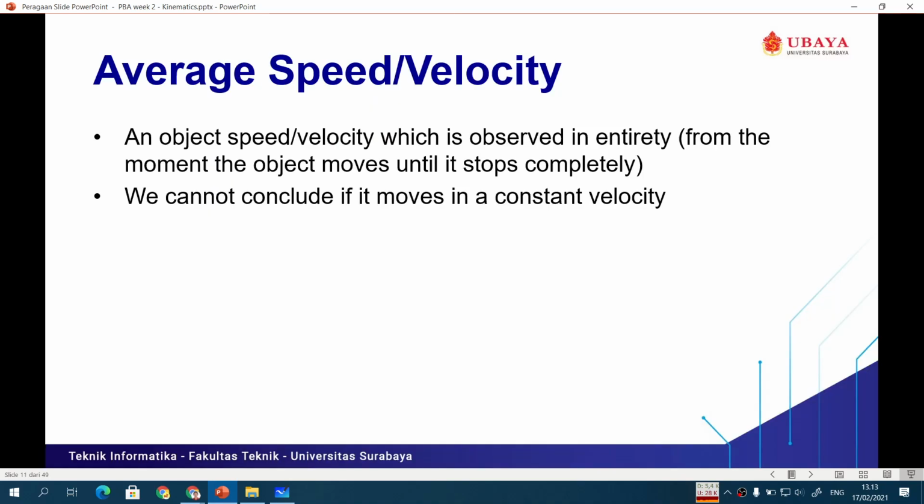Another term we will talk about is average speed or average velocity. It means an object's speed or velocity observed in its entirety, from the moment the object moves until it completely stops. Because it is an average, we cannot conclude if the object actually moves at a constant velocity or not. We only care about the average from the beginning of the movement until the object stops completely.